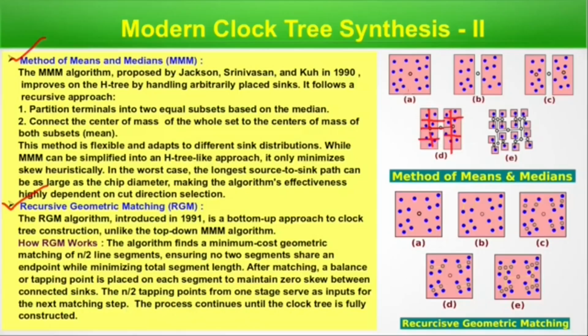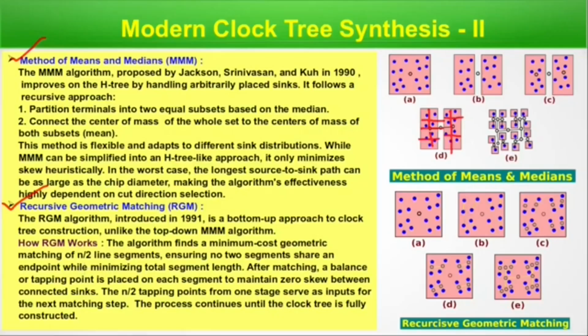So here, the clock tree structure starts from the median, here it is the opposite: any two adjacent sinks. So here the algorithm was a little bit different. The algorithm finds a minimum cost geometric matching of n by 2 line segments, ensuring no two segments share an endpoint while minimizing total segment length. After matching, a balance or tapping point is placed on each segment to maintain zero skew.